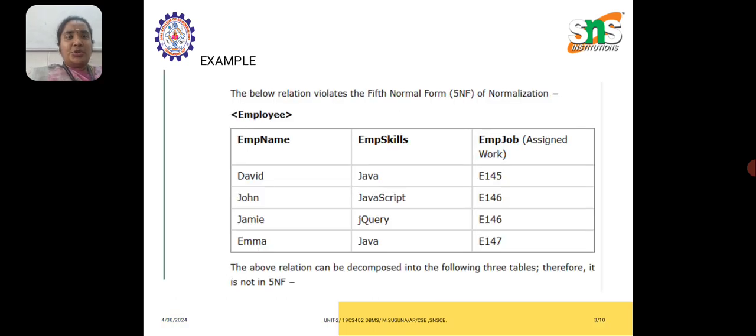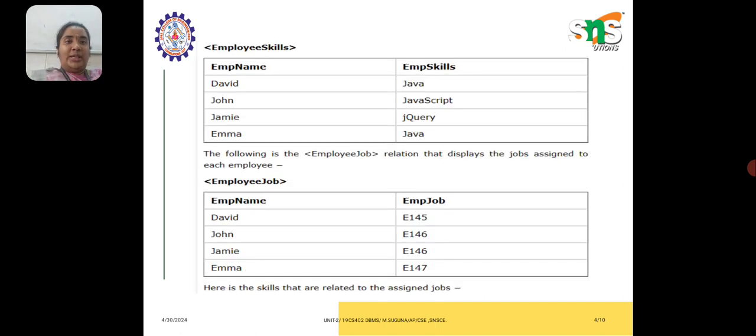In this example, the below relation violates the fifth normalization form. For example, the table is an employee table, and it consists of attributes: employee name, employee skills, and employee job assigned. Here it consists of David, John, James, and Emma, and the employee skills consist of Java, JavaScript, JQuery, and Java. Emma and David have the same employee skill, Java, but the assigned job differs: E145, 146, 146, and 147. The employee job is the same for John and James.